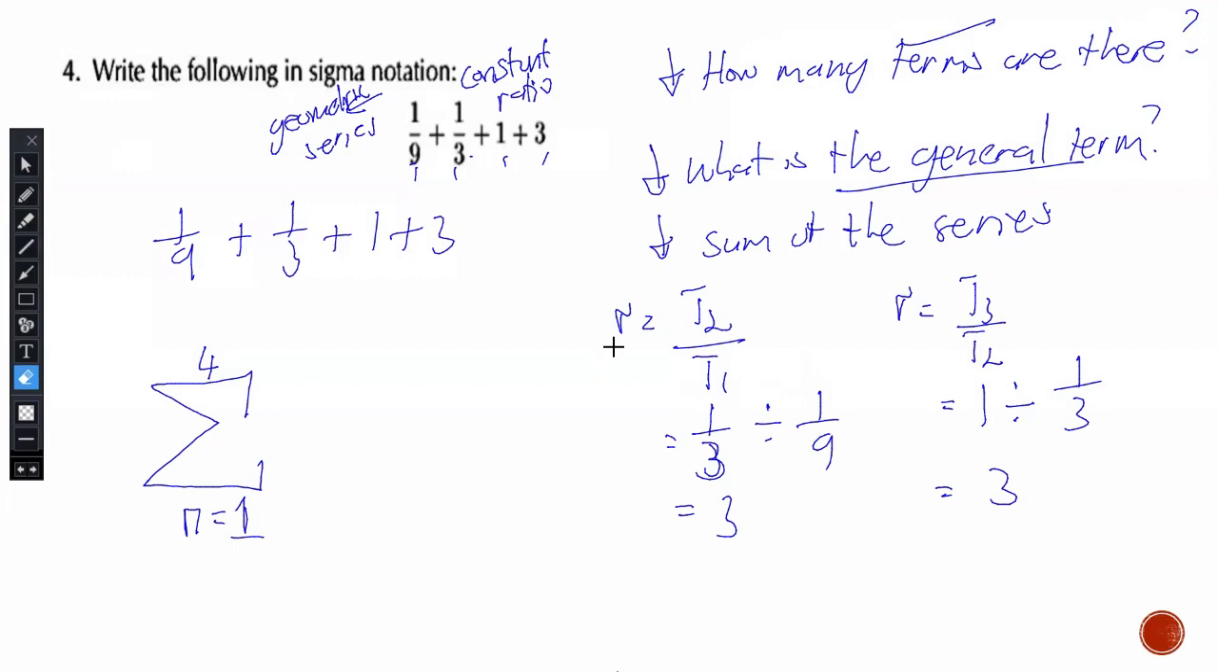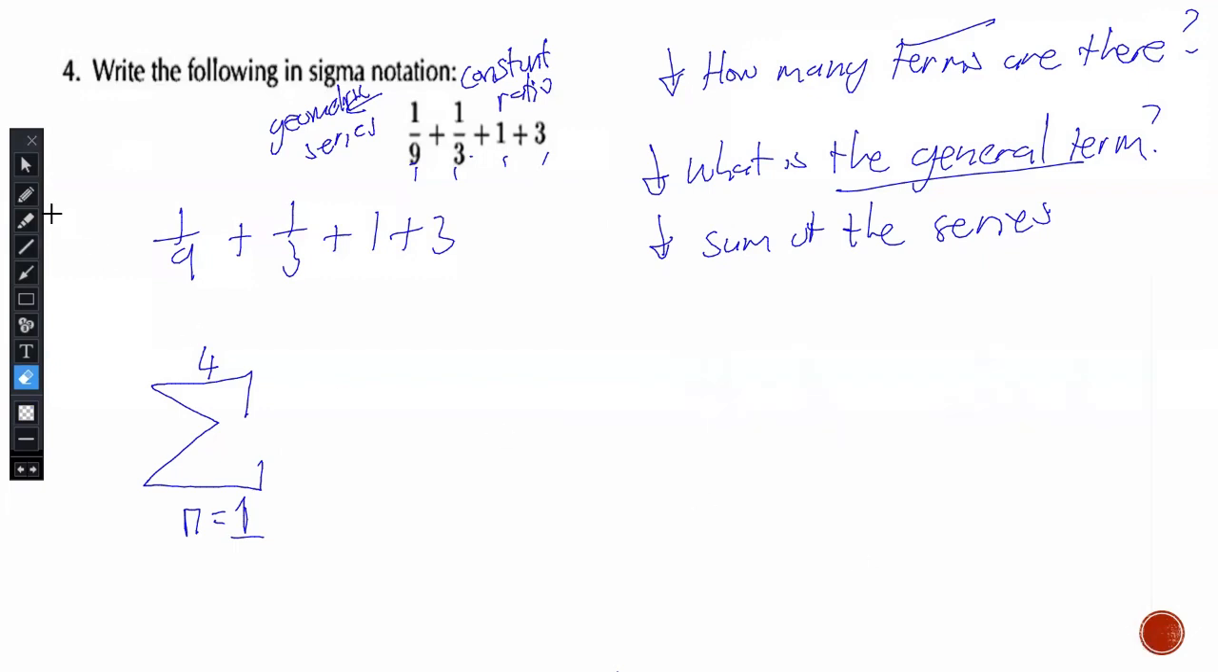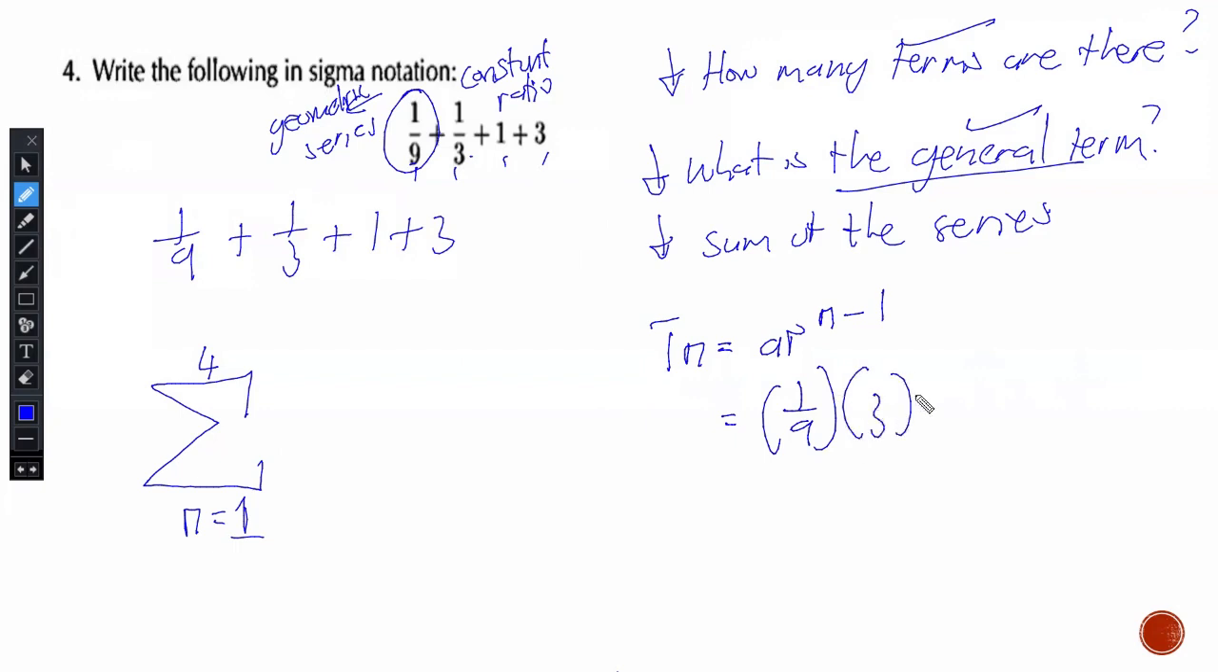Now that we know that this is a geometric series because of the constant ratio, the formula we have to apply for the general term is Tn equals A R to the exponent of n minus 1. Our A value being 1 over 9, then our R value being 3, to the exponent of n minus 1. Now, there is a way in which we can write the 1 over 9 in terms of base 3.